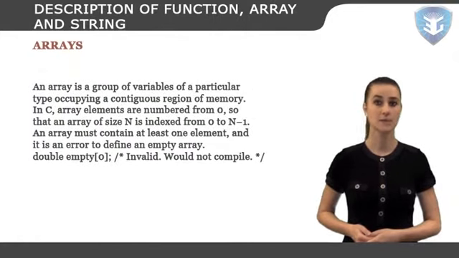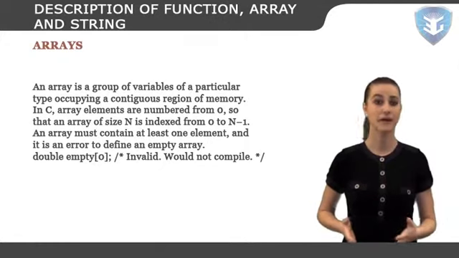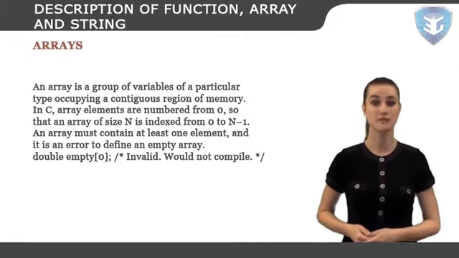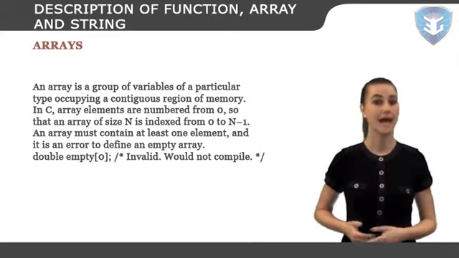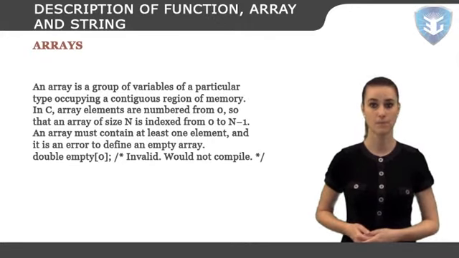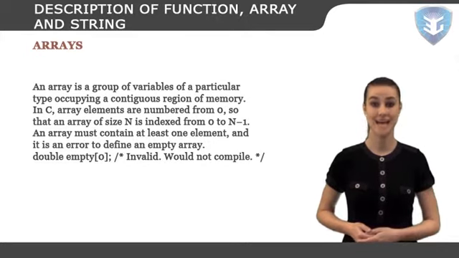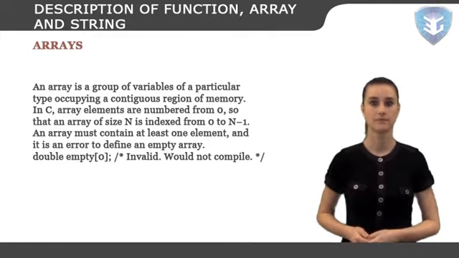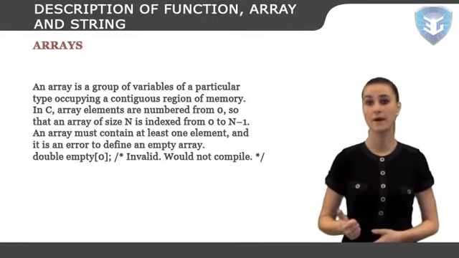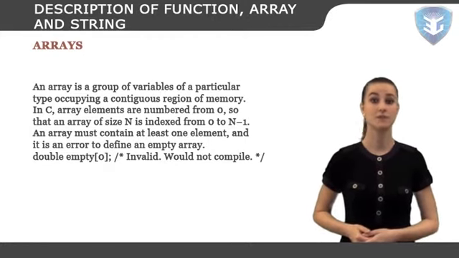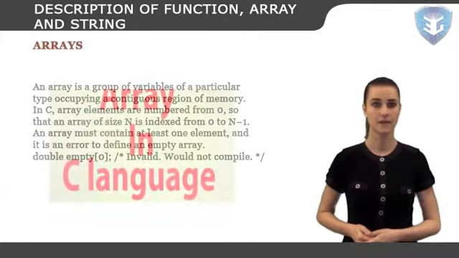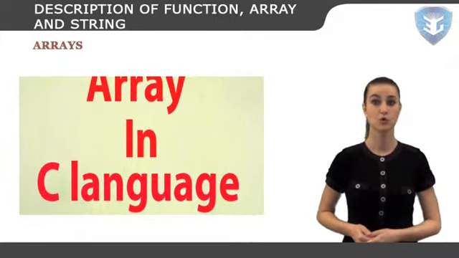Now we shall discuss arrays. An array is a group of variables of a particular type occupying a contiguous region of memory. In C, array elements are numbered from 0, so that an array of size n is indexed from 0 to n minus 1. An array must contain at least one element, and it is an error to define an empty array. Arrays are data structures which hold multiple values of the same data type.